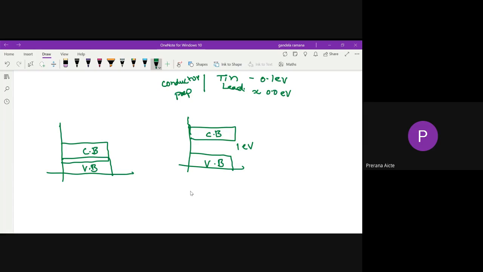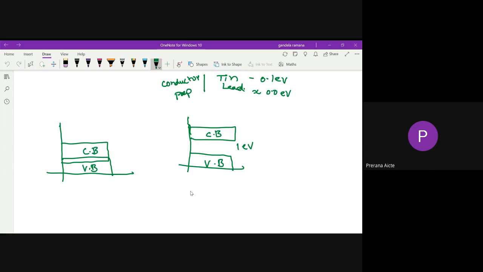So in conductors, valency electrons are loosely coupled to the nucleus. So here there is no forbidden gap. The conduction band and valence band overlap each other. All metals are examples of conductors. We know this very well, as we discussed previously. So conductors have a positive temperature coefficient of resistance.